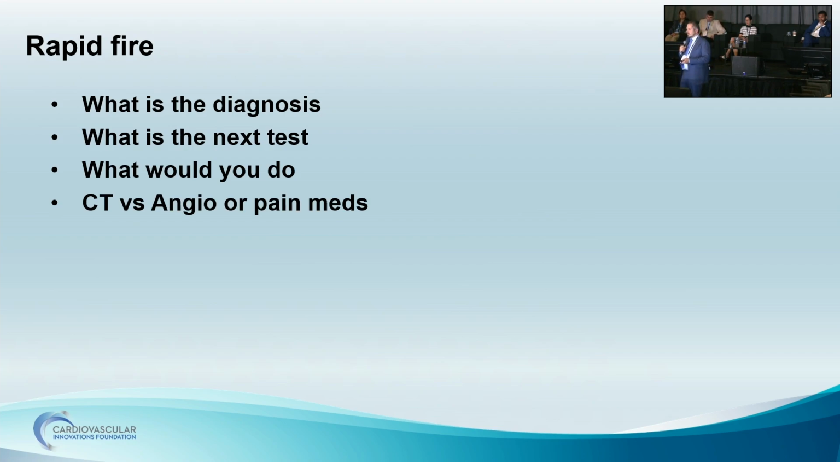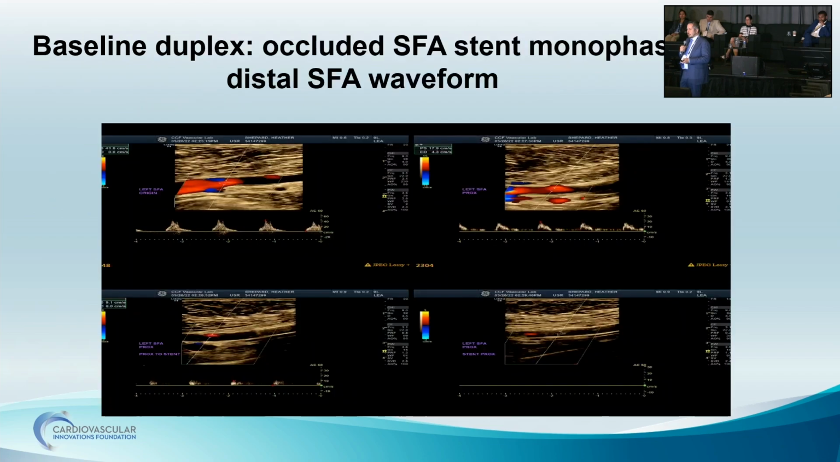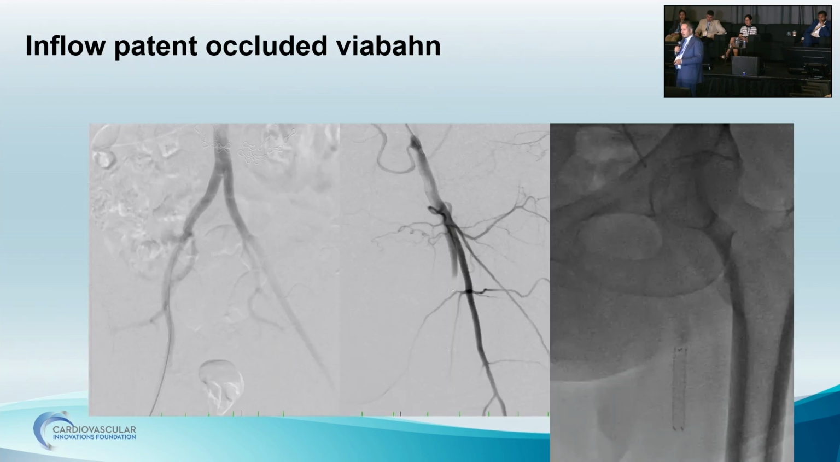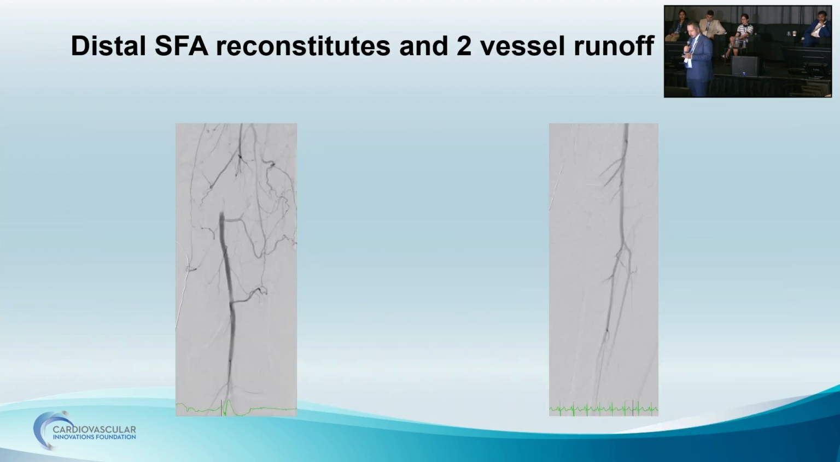We usually do a CTA on every patient to figure out what's going on, and we also do an ultrasound. And you see in the ultrasound, there's an occluded SFA with a monophasic wave. The patient went for angiogram. And when you see the angiogram, I'm not sure if this is playing. Can you see if that can play, please?